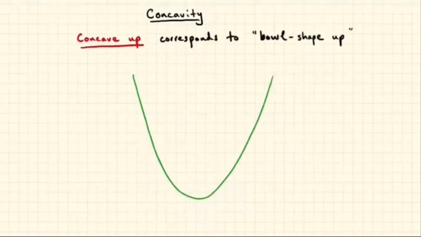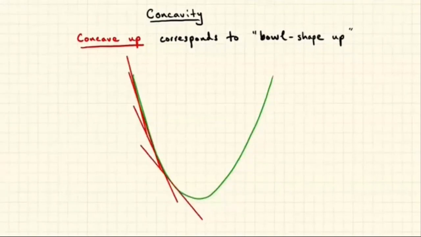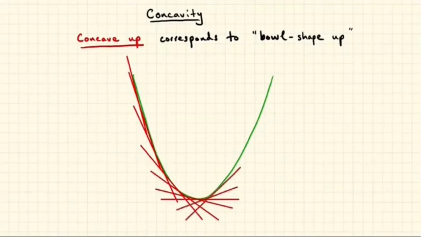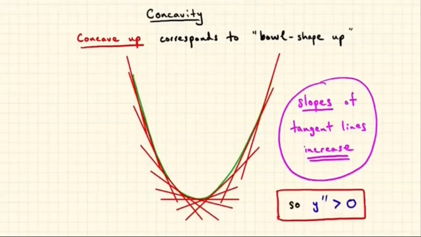Think of the property concave up of a curve as corresponding to the curve being in a bowl-shaped up configuration. If you look at miniature tangent lines to the curve as you pass from left to right, you'll notice that the slopes change from being very steep and negative to shallow and negative to being zero as you move through the turning point, to being shallow and positive, to being steep and positive. The slopes of the tangent lines are increasing. This corresponds to the derivative of the rule of the original function being itself an increasing function. So its derivative, the second derivative of the original function, denoted by y double dash, should be positive.